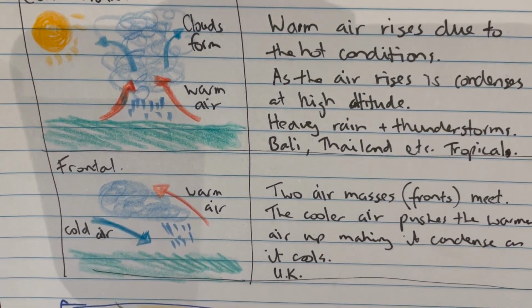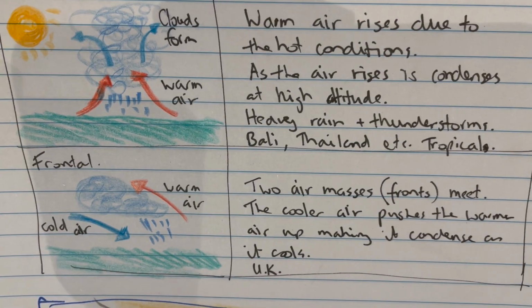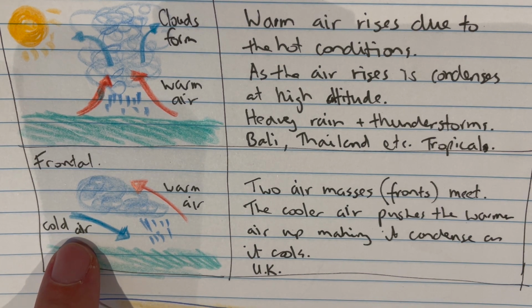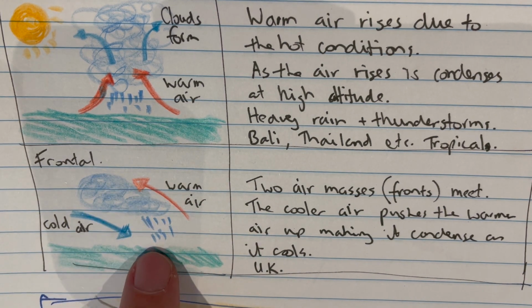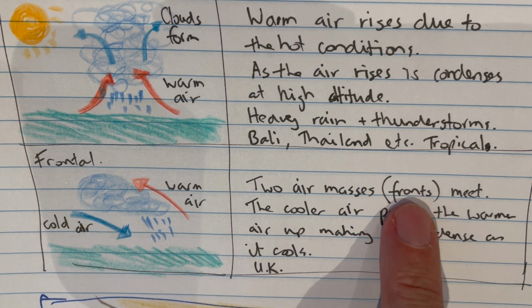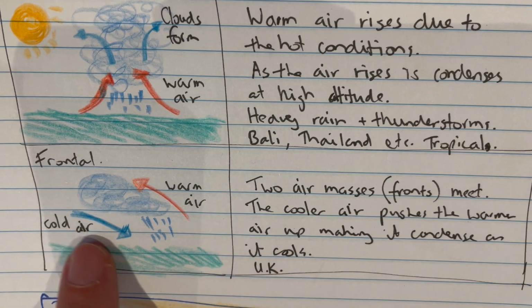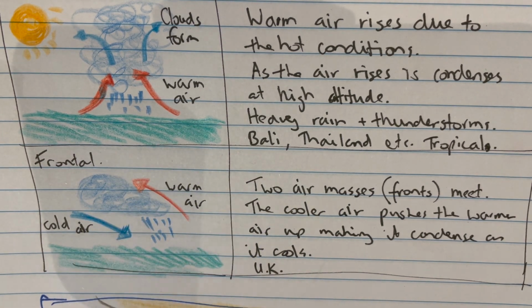And then finally, we have frontal rainfall, which is when two air masses meet head on. One of them is always colder than the other, so there's going to be cold air and warm air. And then cloud in the middle with our precipitation here, our rainfall. So two air masses or fronts meet. The cooler air here pushes the warmer air up, and as that warm air rises, it therefore condenses and cools and creates rain. The UK is probably the most common place that we see this.